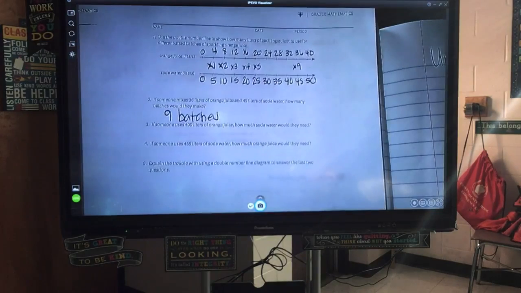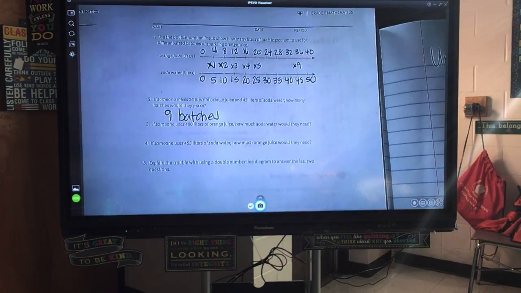All right, if somebody uses 400 liters of orange juice, how much soda water would they need? So now this is the question. What do we do? Because our number line stops at 40 and 50. So we're gonna keep drawing this crazy number line to 400? No, absolutely not. I mean, by all means, go ahead, but I'm gonna be here on Monday of next week, and you'll probably still be sitting in that same chair, trying to get your number line to 400 and to 500, right? If you actually did your tick marks and all of that, you'd be here for a while. All right.